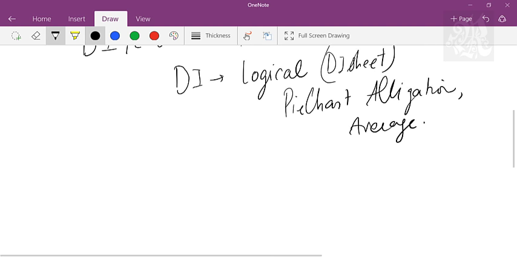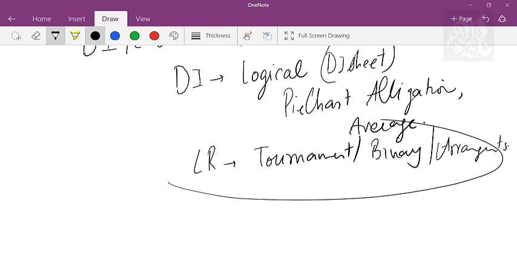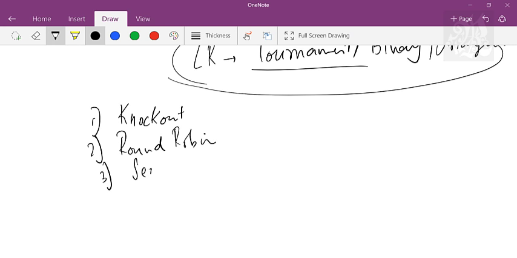And when it comes to logical reasoning, LR is going to be tournament based, a little bit of binary, a little bit of arrangements based, which means sitting arrangements and all that, etc. So for DI and LR, I'd suggest one strategy here: focus on LR first, focus on DI later. First go to LR. If you see a tournament, now tournament has precisely 3 types. One is knockout, one is round robin, and the third one is the seed based tournaments. So you can focus on these things.